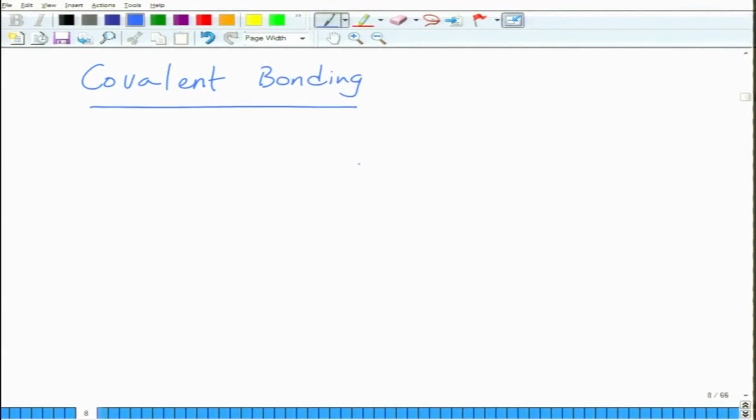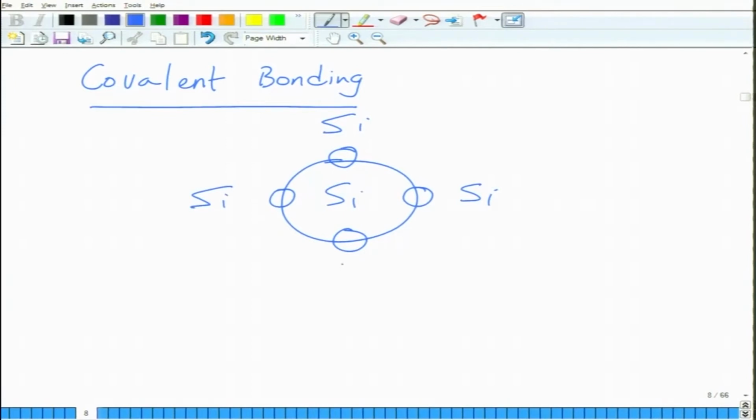So, for example, you take silicon, okay. Silicon has how many unpaired electrons? 4. So, silicon tends to share its electrons with neighboring silicon atoms. So, this is not give and take, this is sharing.